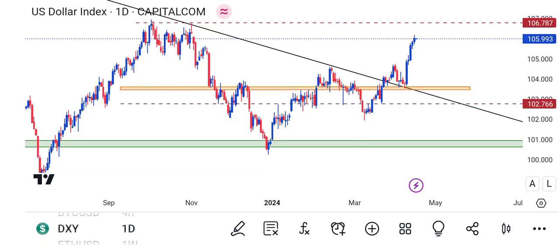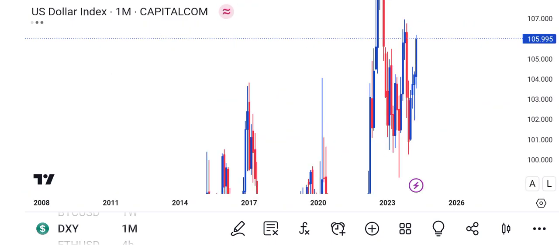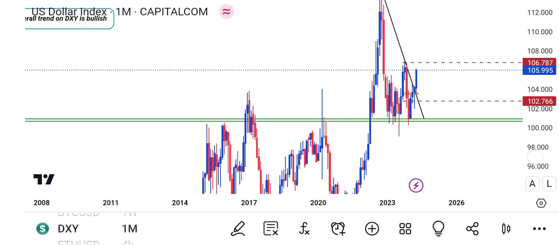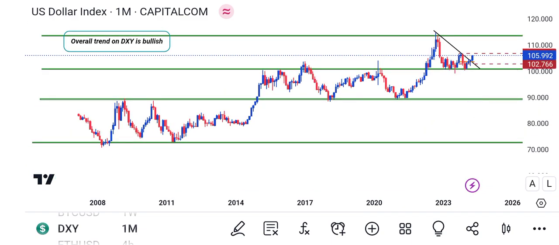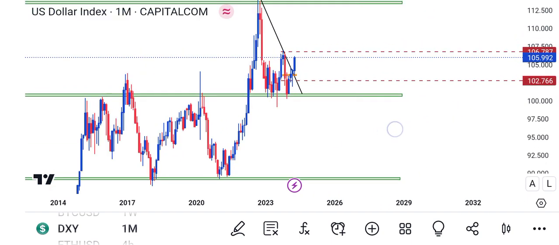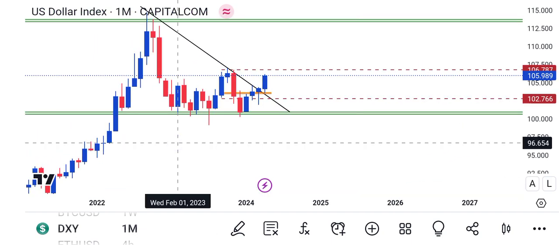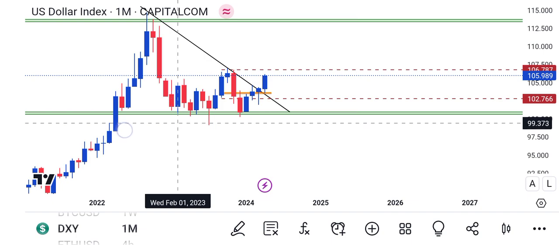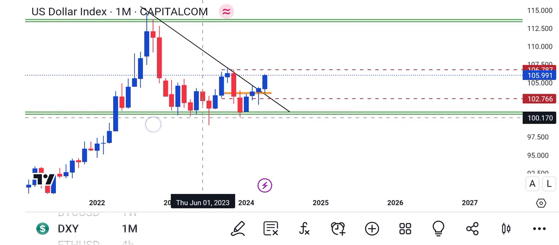DXY, the dollar index. The dollar index on the monthly time frame, we are bullish. It's giving us higher high, higher low, higher high, higher low. So we are bullish. And when price fell, from January, February of last year, price couldn't break below this green zone.